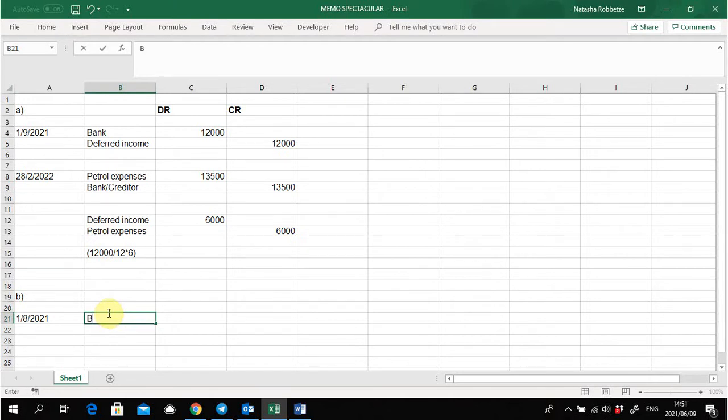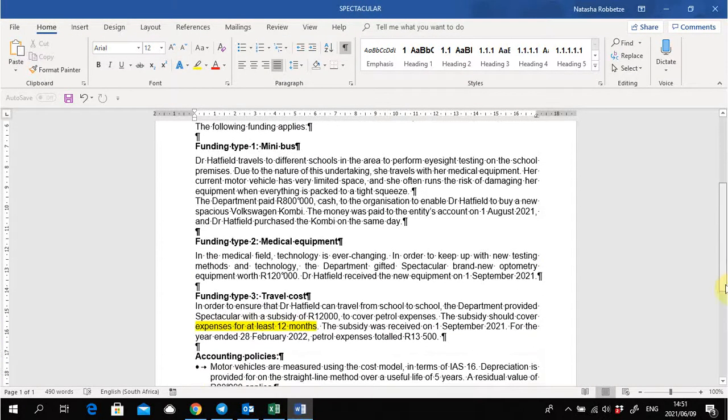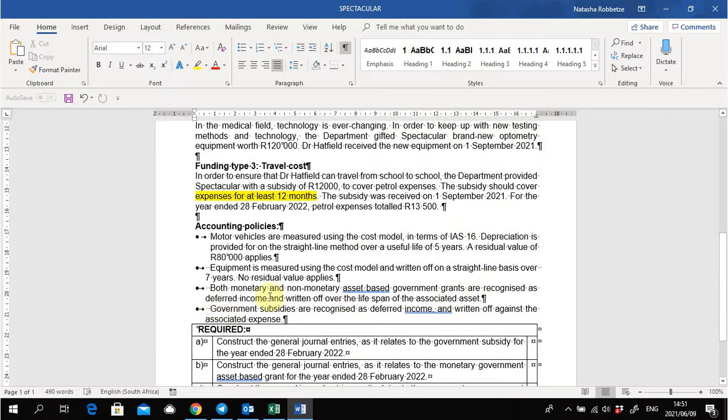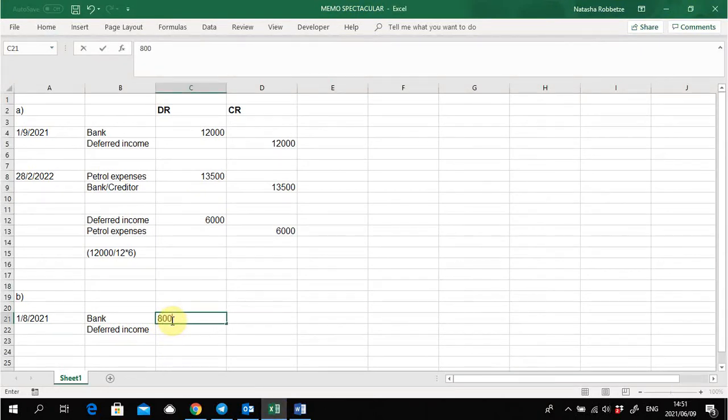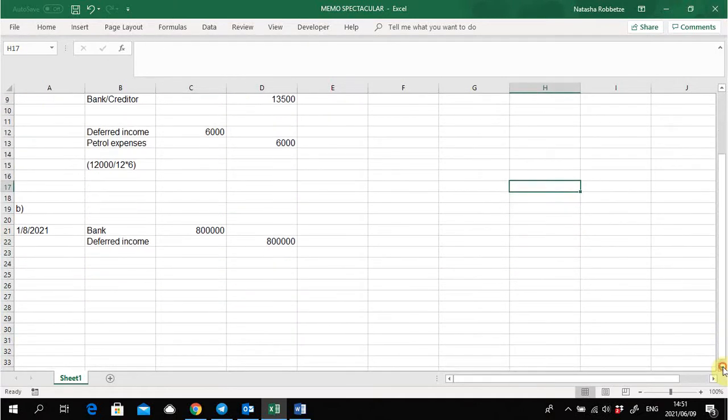So I'm going to put it in my bank account and I'm going to put it against deferred income. Why do I put it against deferred income? Because this is the policy. This is what we are told to do. If we go to non-monetary and monetary grants, need to be listed as deferred income. All right, so the total is 800,000, and then they tell us on the same day we need to buy the combi. So we're going to increase the motor vehicle account, of course, assets, and we're going to take the money out of the bank to pay for this combi, 800,000 Rand. Righto. So that is the day on which we receive the money and buy the combi.